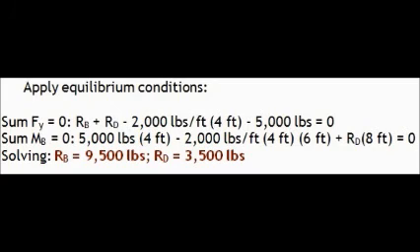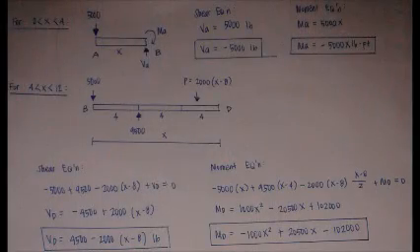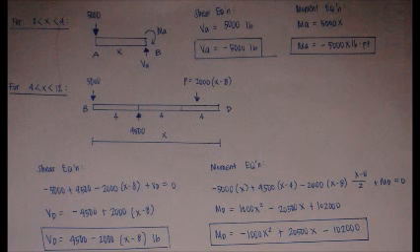And we can also obtain the value of Rd, which is 3,500 pounds. Then we substitute this value of Rd to equation number 1 to solve for the value of Rb, which is 9,500 pounds. Step 2. Write the shear equation and the moment equation. For segment AB, shear equation is negative 5,000 pounds.